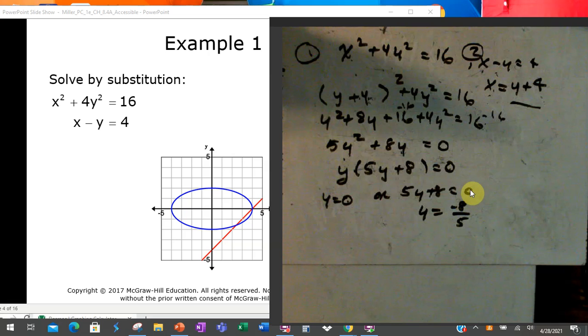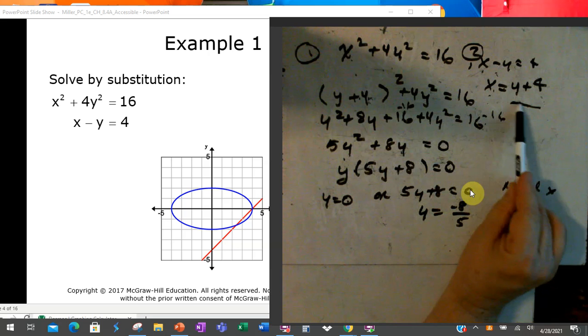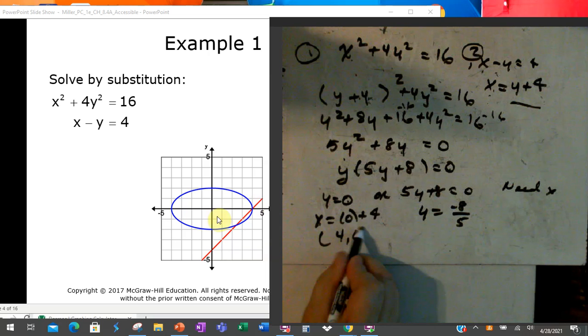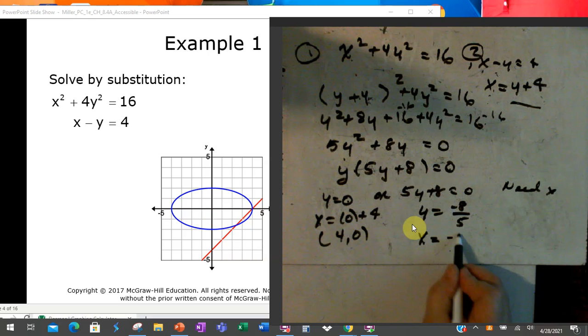Okay, but that only gives us the y value. You need the x's. Okay, so you've done your work. Here's the x in terms of y. So for this, your x is equal to 0 plus 4. So your solution is just 4, 0. That's this piece, 1, 2, 3, 4. And then here, x is equal to minus 8/5 plus 4.